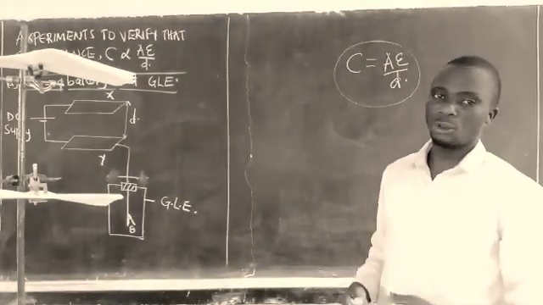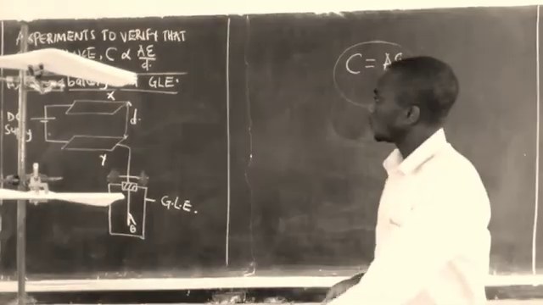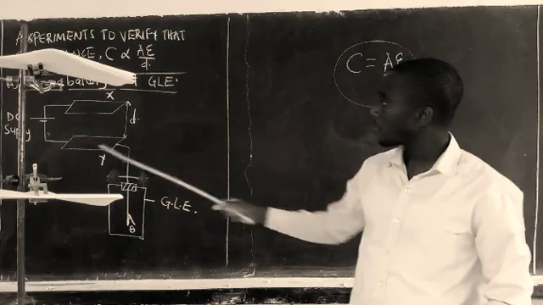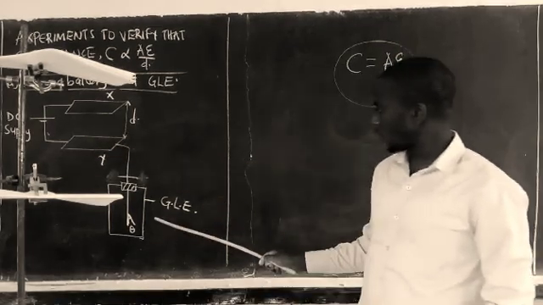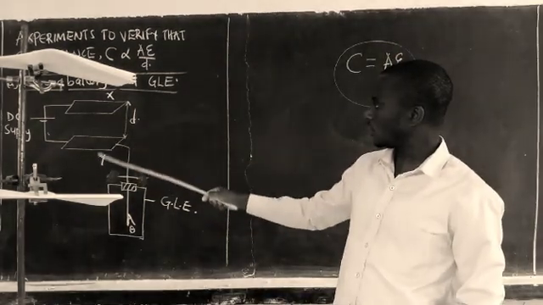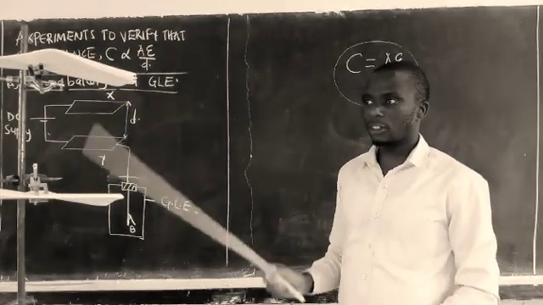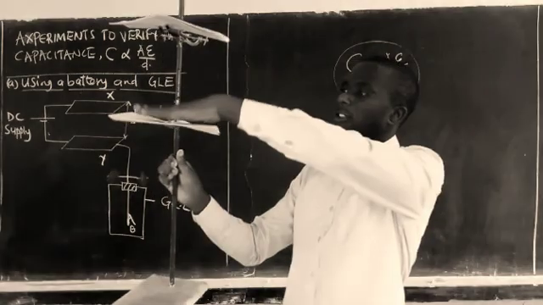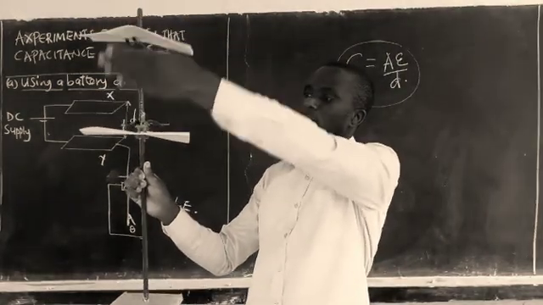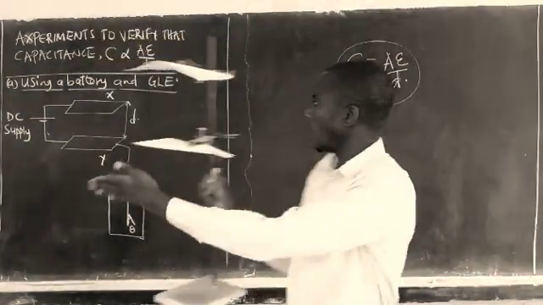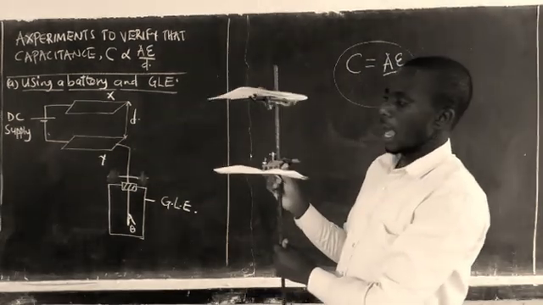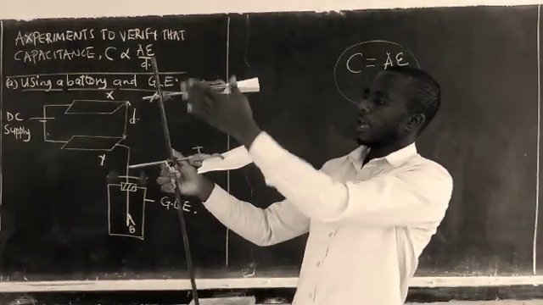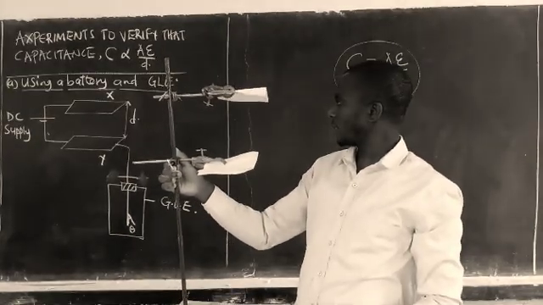The kind of apparatus that we use differs. The one we are using for this lesson uses a battery and a GLE. You can see our battery is there, our GLE is here. And these are the capacitor plates, just like we have them. They are at a separation of distance D from each other.